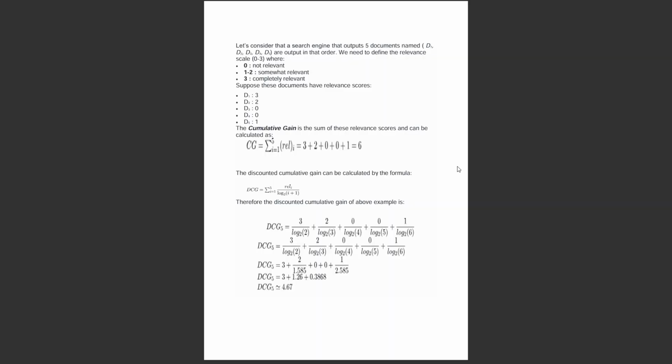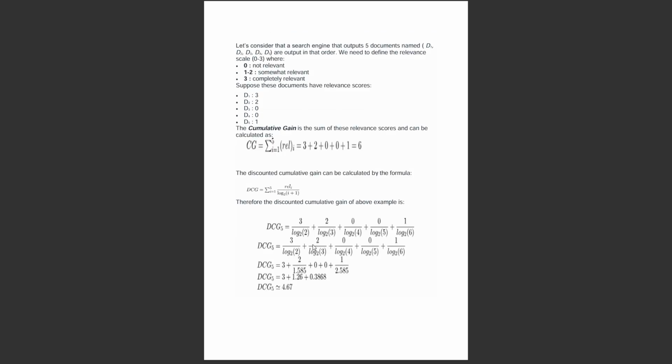So IDCG also uses the same formula: the relevance score divided by log I plus 1 to the base 2. So 3 divided by log 2 to the base 2, plus 2 divided by log 3 to the base 2. I just told how to calculate, so this formula itself we are using. Since it is the first document, 1 plus 1, so log 2 to the base 2, plus 2 divided by log 3, plus 1 divided by log 3 plus 1, which is 4, plus 0 divided by log, it is the fourth document, 4 plus 1, 5, plus 0 divided by log 5 plus 1 to the base 2.